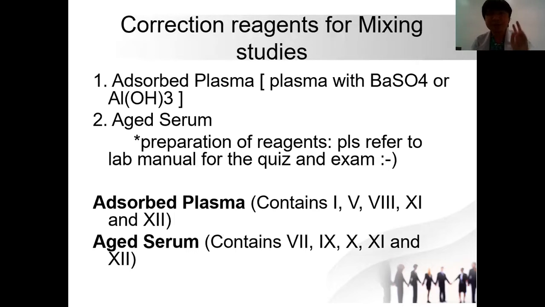Now, what are the mixing or correction reagents that are added to the patient's plasma? We have what we call adsorbed plasma, that is reagent 1. Your adsorbed plasma is a plasma with the addition of aluminum hydroxide or barium sulfate. The next one is your aged serum, and its preparation is going to be discussed in your laboratory classes. A detailed explanation is written in your laboratory manual.